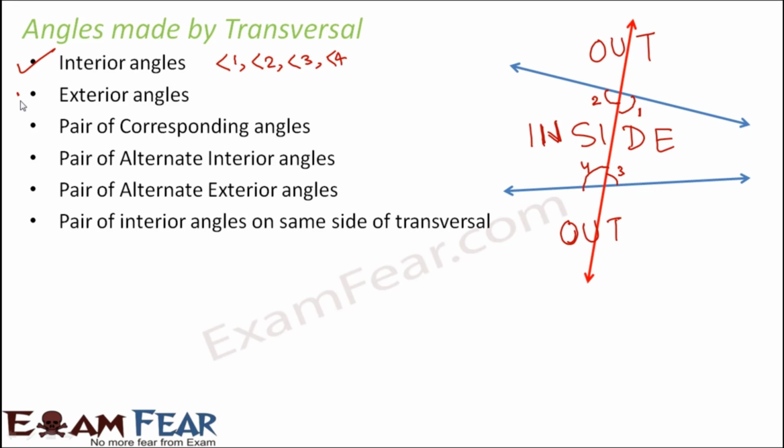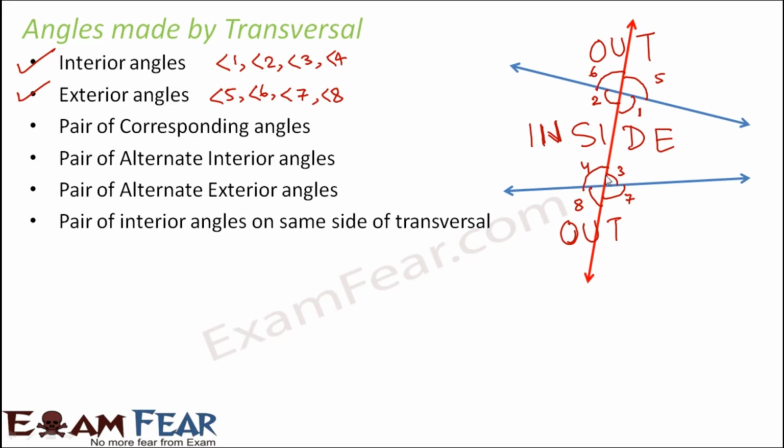Similarly, the exterior angles which are formed are those which lie on the outside. So basically these angles, let's call them 5, 6, 7 and 8. So these are exterior angles, angles 5, 6, 7 and 8. We also have a pair of corresponding angles. Now what are corresponding angles? Now these are those angles which are located at corresponding positions related to the two lines.